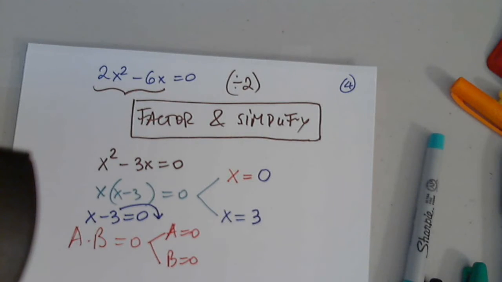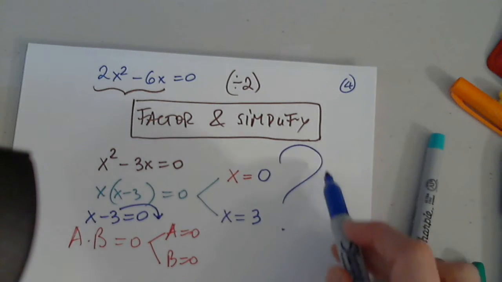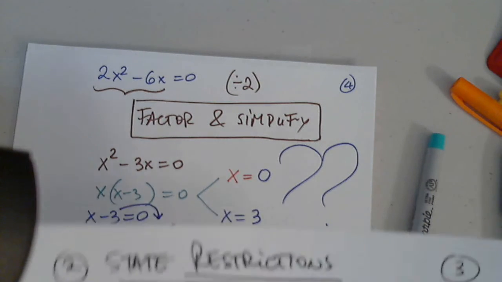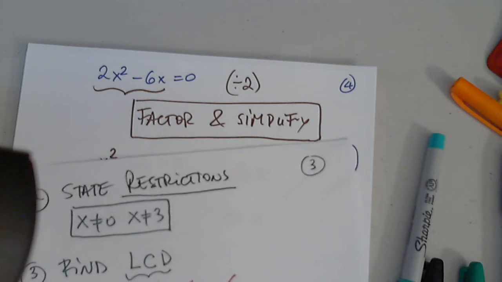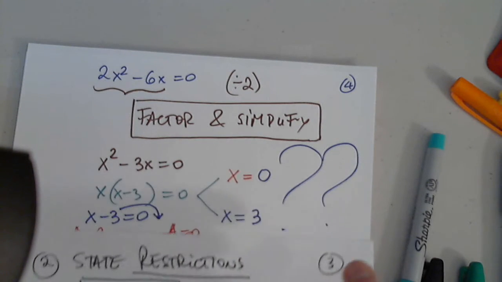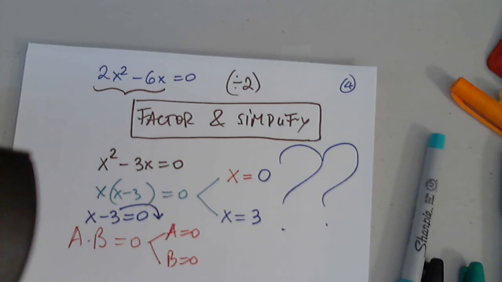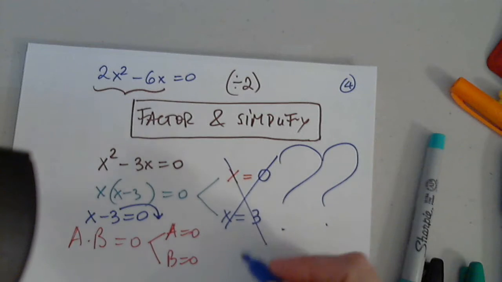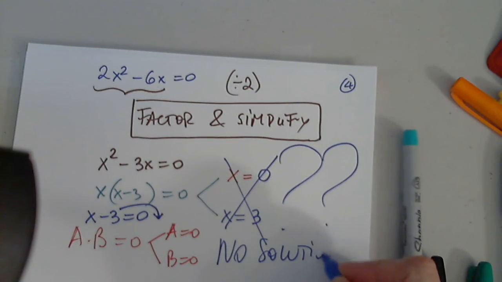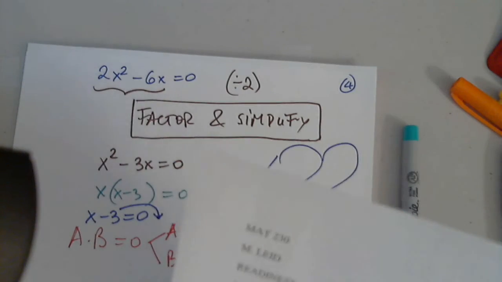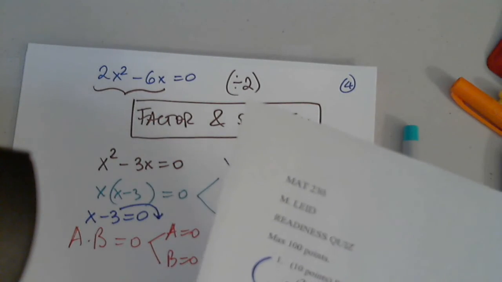Excellent. Good. And now I have a huge question mark. And the reason is why? Wouldn't there be no solutions? Exactly. Absolutely. Because we took our time and we stated restrictions, which are very important. Okay. So we are moving on. You're going to have to work on the other ones for Monday.